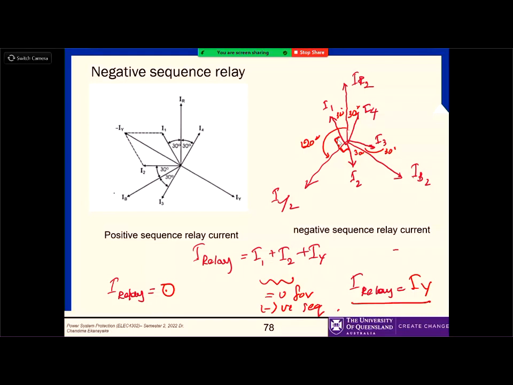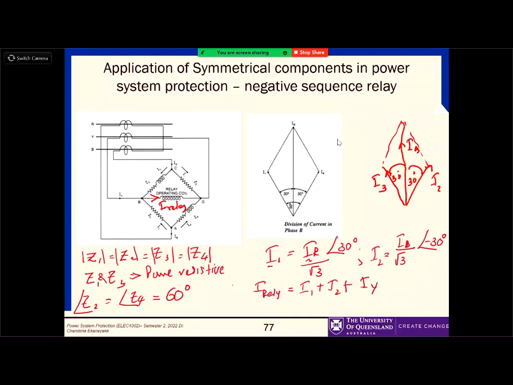Therefore, I relay becomes IY, right? Which is basically the magnitude of the negative sequence current. Okay? So what you measure is, because this is the negative sequence network that we drew, the current that it measures is the magnitude of IY, IR2, IB2, which is equal to the negative sequence magnitude. So very easily, this sort of relay can measure the negative sequence current, right? So that is the sort of way of identifying the negative sequence.